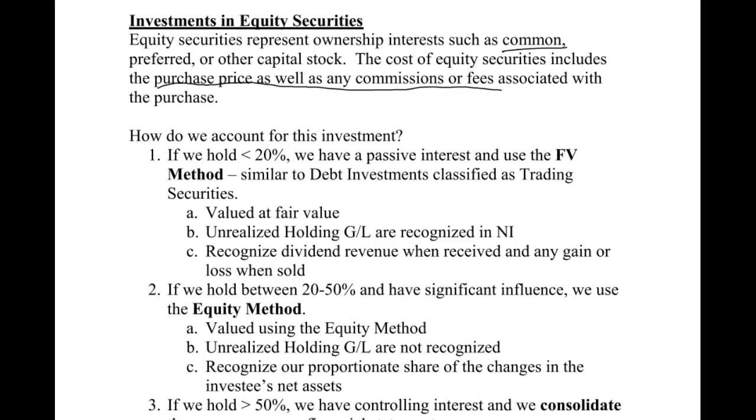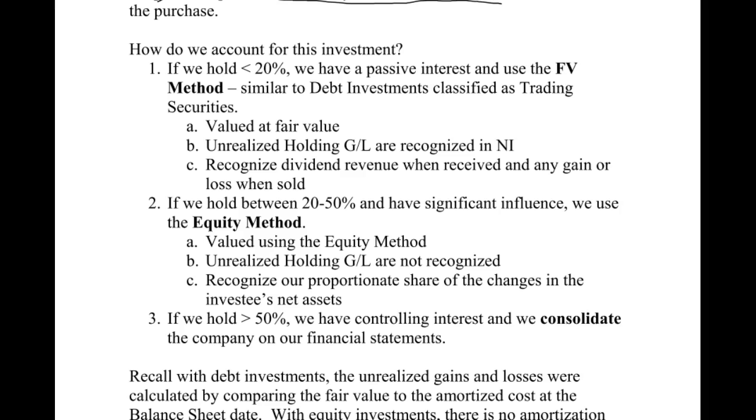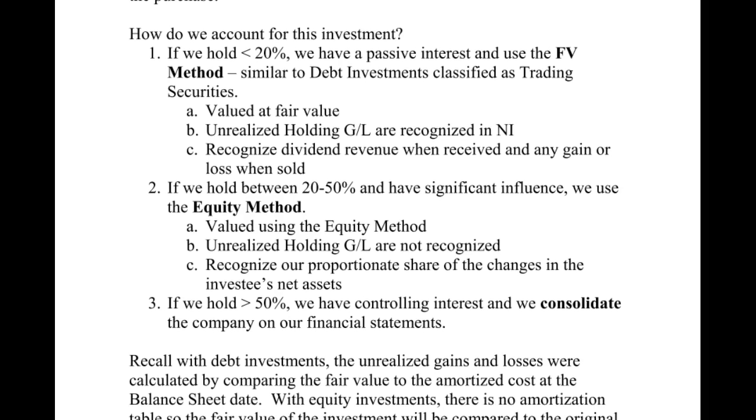All right, so there's three main categories, two that we're going to focus on, about accounting for it. If you remember back to the debt investments, we had held to maturity, available for sale, and trading. So there were three categories. Here it's a similar setup. If we hold less than 20% of the total stock of the company, we have a passive interest, and we use the fair value.